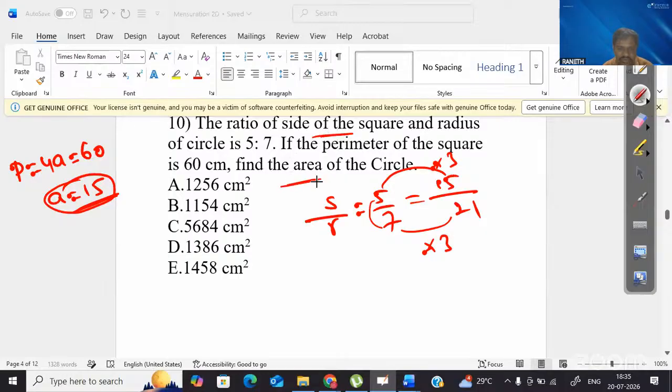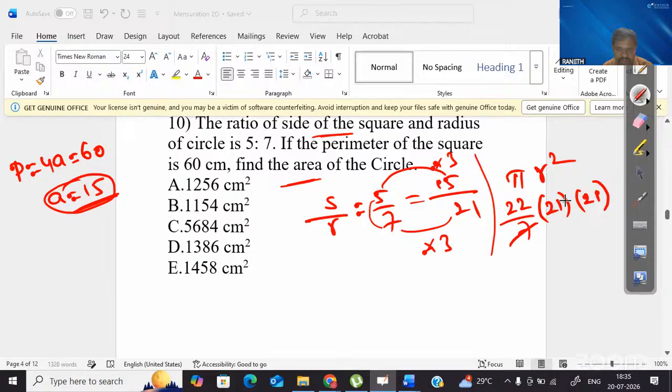What is the area of circle? Pi r square. What is the pi value? 22 by 7. R value equal to 21 into 21. 7 ones are 7, 7 threes are 21, 2 threes are 6. So answer is 6. Whether it is 1256 or else 1386. Answer should be divisible by 11 table as well as 3 table, 7 table. So directly we will go with the 11 table. 1256.